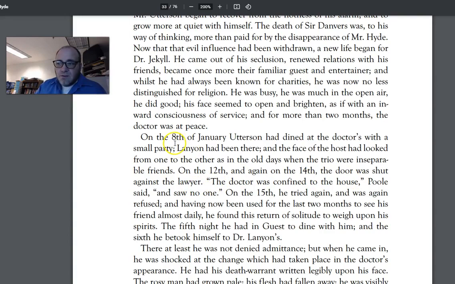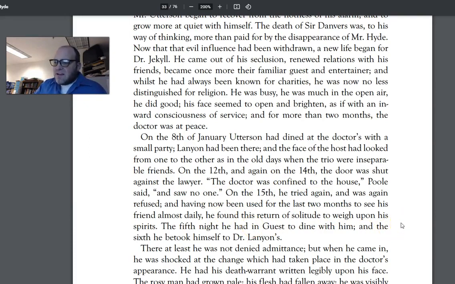So, clearly something happens between the 8th and the 12th because on the 8th, Utterson goes to a party at Jekyll's, and Lanyon's there too. On the 12th, he's not allowed into the house, nor on the 14th. So like a week. The door was shut against the lawyer. The doctor was confined to the house, Poole said, and saw no one. On the 15th, he tried again, and was again refused, and having now been used for the last 2 months to see his friend almost daily, he found this return of solitude to weigh upon his spirits.